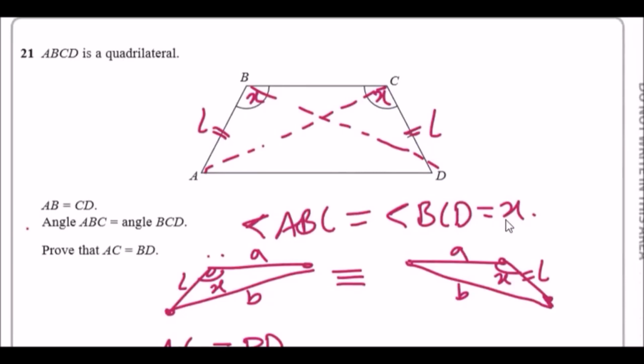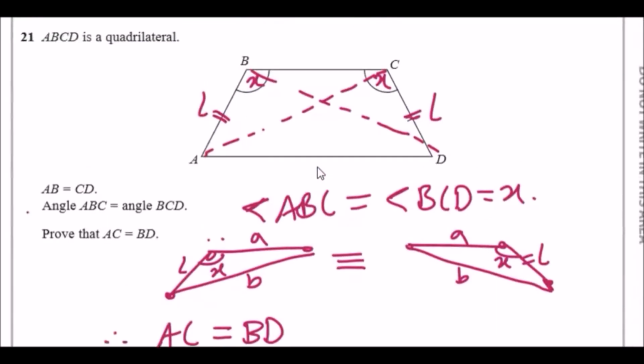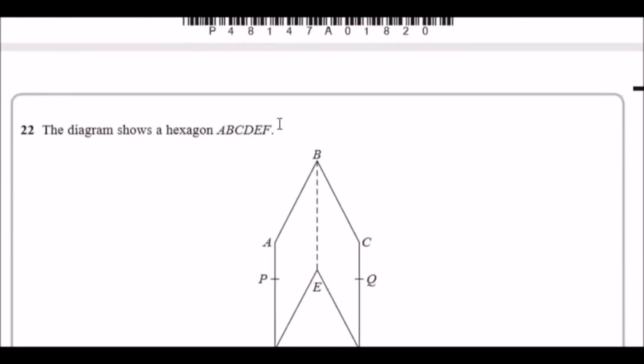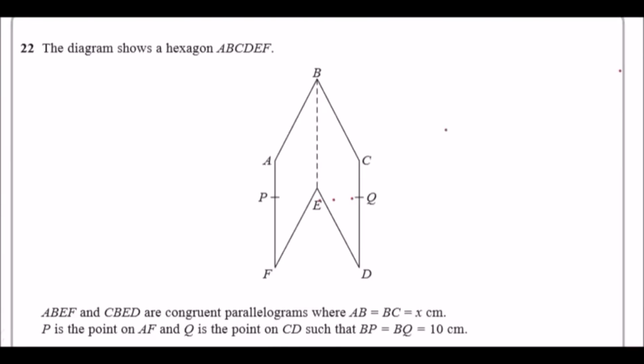It's a lot of marks. If you want to just guarantee all the marks, make sure you even repeat these lengths. You can say AB. I guess I could have also stated that AB here equals CD, and we defined it by the letter L, and that works perfectly. Okay, let's move on. Okay, final question, guys.